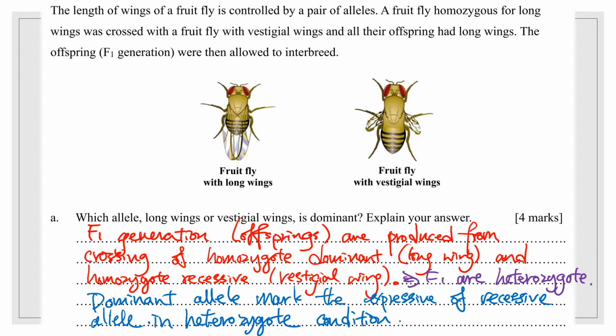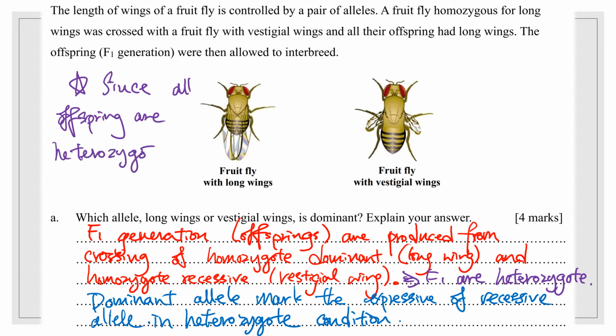And last but not least, since all the offspring in here are heterozygotes, the allele of long wing should be dominant.